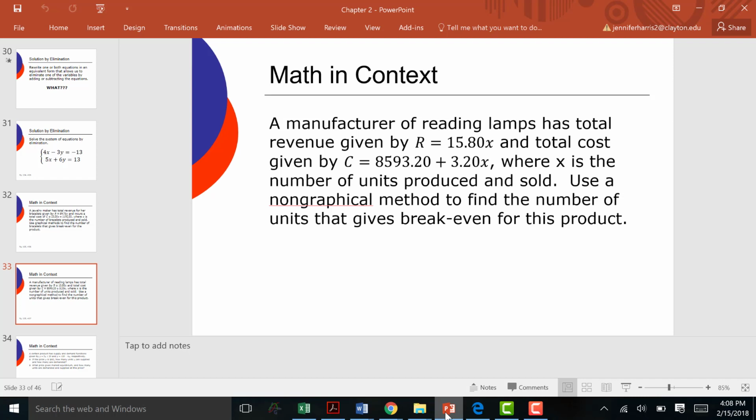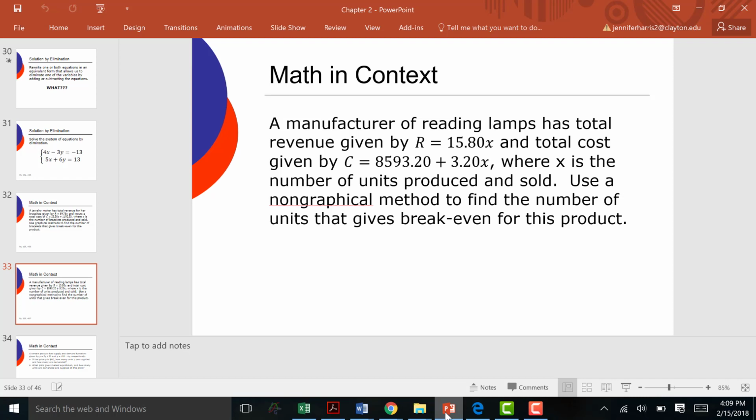Okay, so I've got two equations. R equals 15.80x, and then C is equal to 8593.20 plus 3.20x. All right, so now they've left the R and the C by itself. Can I use the substitution method? Yes. What should I do if I'm doing the substitution method? Remember, in order to break even, do the revenue and the cost have to be the same? Yes. So whenever you see the words break even, this is what it means. These two, revenue and cost, are the same. So I'm going to put that here: revenue is equal to cost for the break-even point.